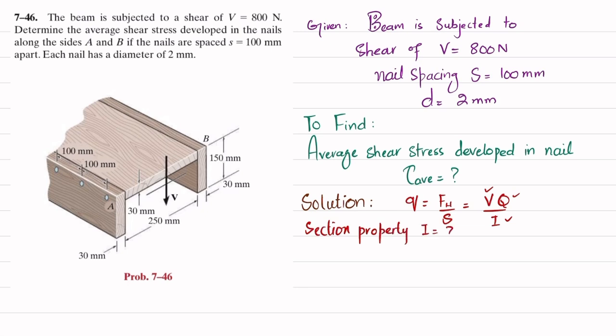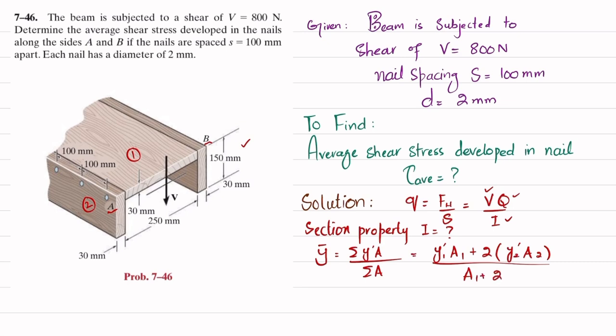I is not known, so we will first find the neutral axis, which passes through the centroid. Because this beam is not symmetrical about a horizontal axis, we will first find the centroidal axis. For that we have the formula: y bar is equal to the sum of y dash times A divided by the sum of areas. Let this be 1 and this be 2. Since boards A and B are the same, we write y1 dash times A1 plus 2 times y2 dash times A2, divided by A1 plus 2 times A2.